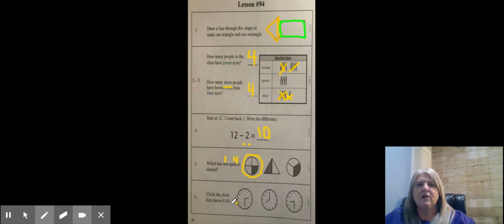Number 6, circle the clock that shows 8:30. So we know since it says 30 that it has to be pointing to the 6. So it can't be this one. And then we have to look at the hour hand, the 8. So it has to be just past 8. Well, this one is in between 2 and 3, and this one is between 8 and 9. So it's just past 8. So this one is 8:30.